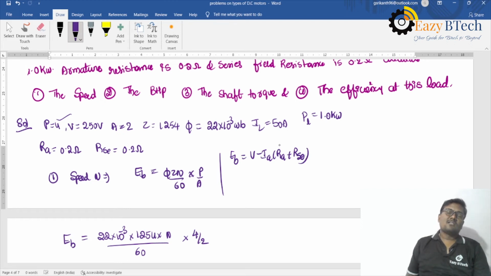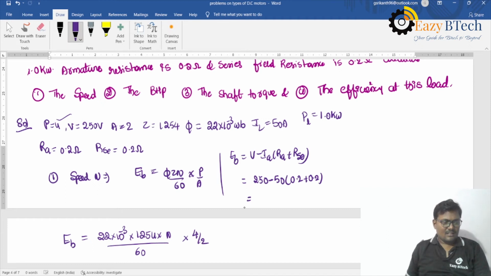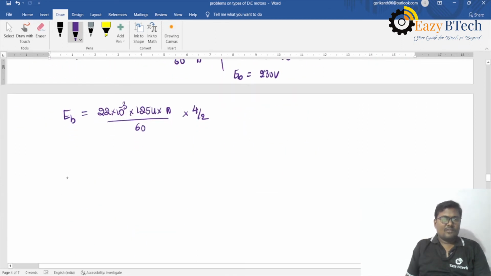Under no load losses, friction and windage loss is there, and one more loss is also there, that is called the iron losses. You can say that it is a constant loss. So 250 minus IA, which is 50, into (RA plus RSC), 0.2 plus 0.2. So I think you got the answer: 230 volts, that is the back EMF.